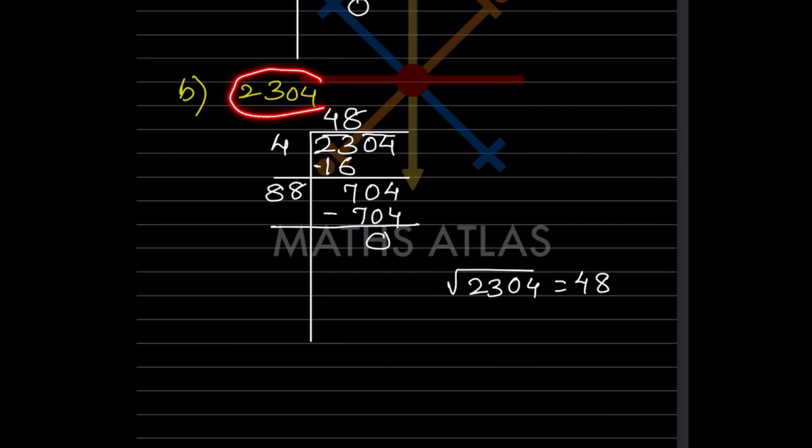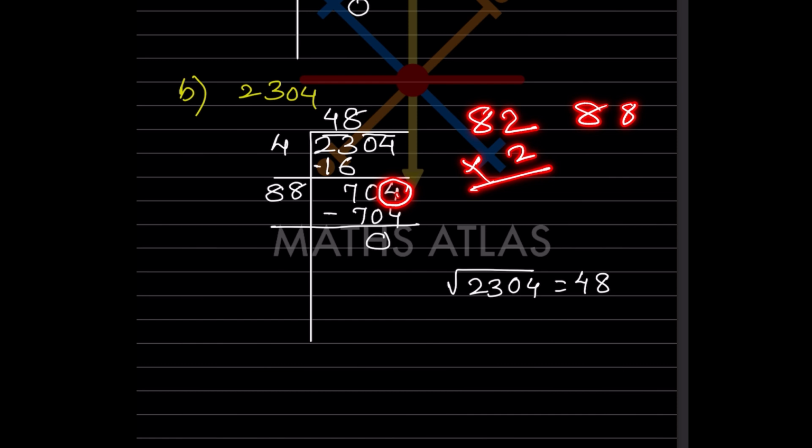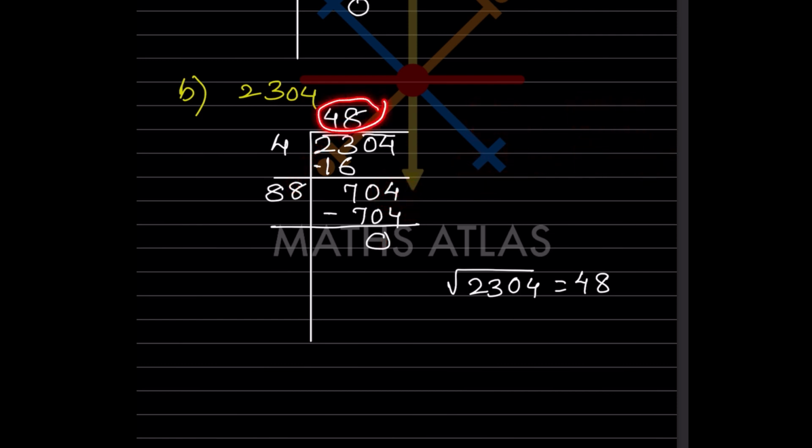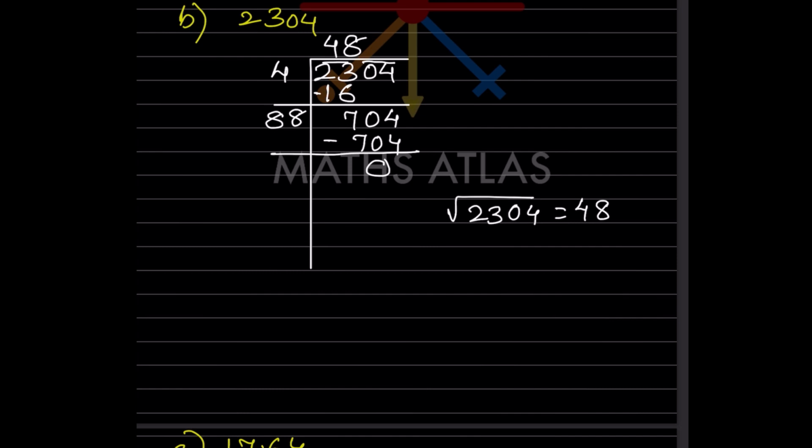Now this is without a decimal point. Rest of the things are the same. Again we have to pair it. 4 fours are 16. Now 4 plus 4 is 8, and the remainder is 7. This is a smaller number, so we take these 2 digits down. Now the units place is either going to be 82 or 88, but 82 is not possible because that will be a smaller number, so it is only 8. 88 into 8 is 704. The remainder is 0. So the square root of 2304 is 48.